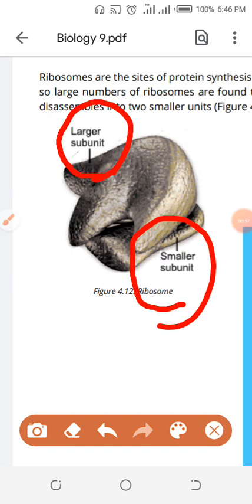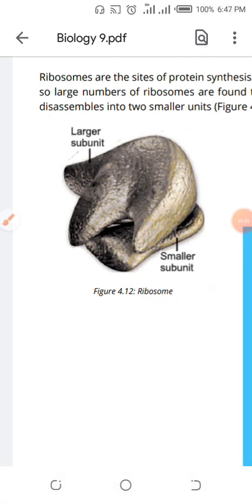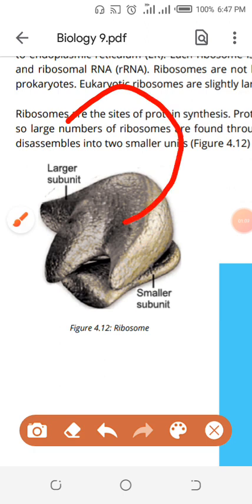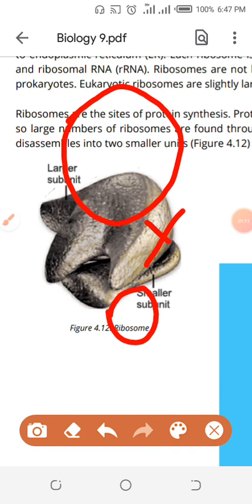The point I was discussing is that these two units will not combine with each other, and these units will remain detached. Detached means they will not attach with each other until the formation of the protein takes place. The formation of the protein will motivate these two ribosomal units to attach with each other, and they will attach only when ribosomes are forming protein and receiving the message.